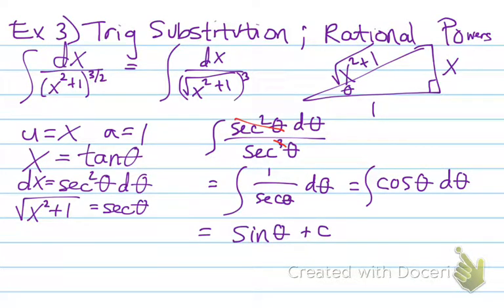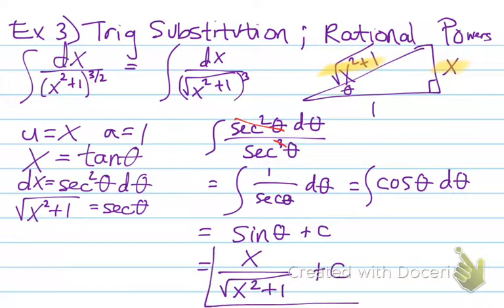If I look back over here at my triangle, sine is opposite over hypotenuse. So when I write my final answer, I get x divided by the square root of x squared plus 1, plus c. And that's my final answer.